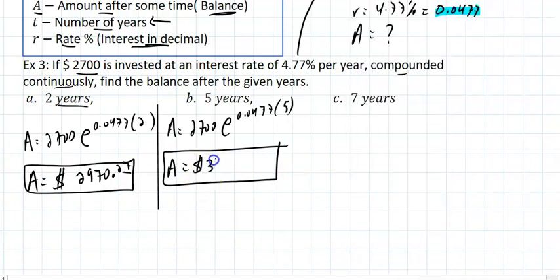$3,427 and 29 cents. So here I made a bit more. I made $727 and 29 cents. And how about if I left the money in for 7 years? Well, guess what?